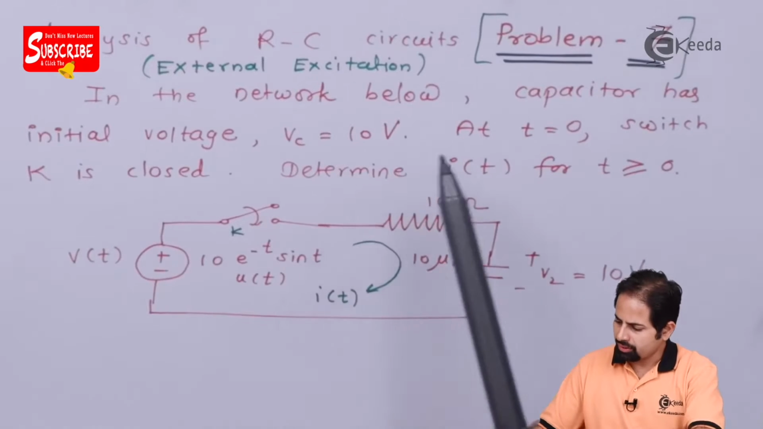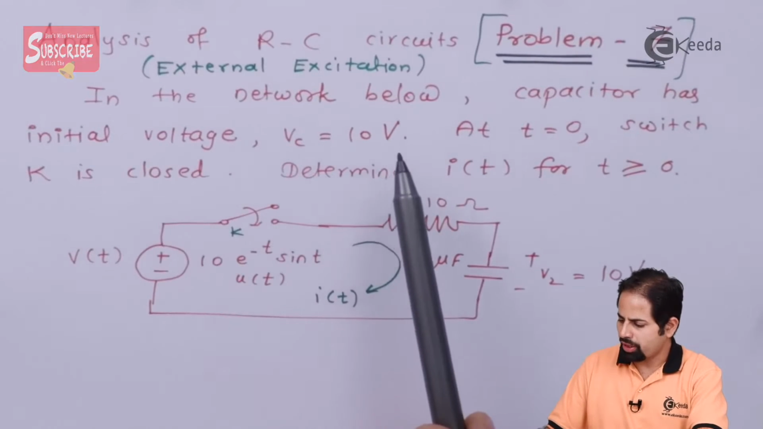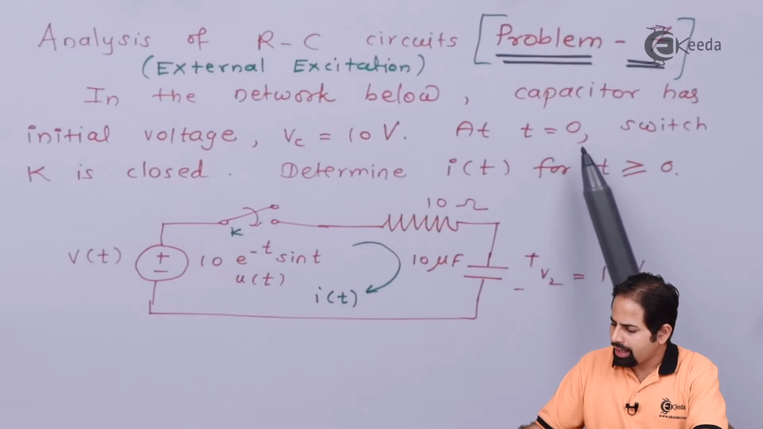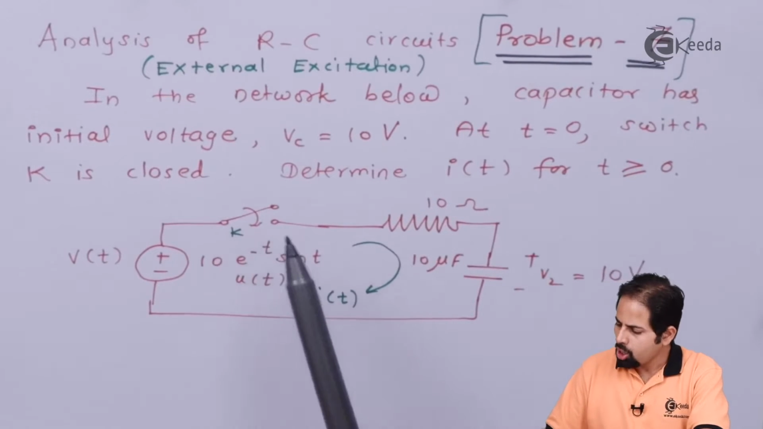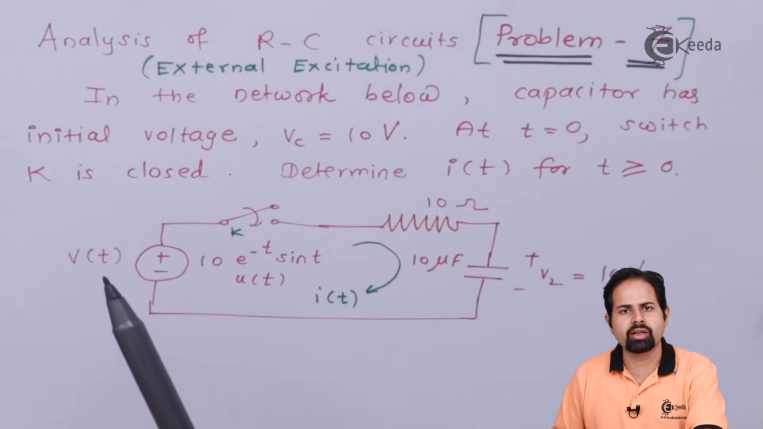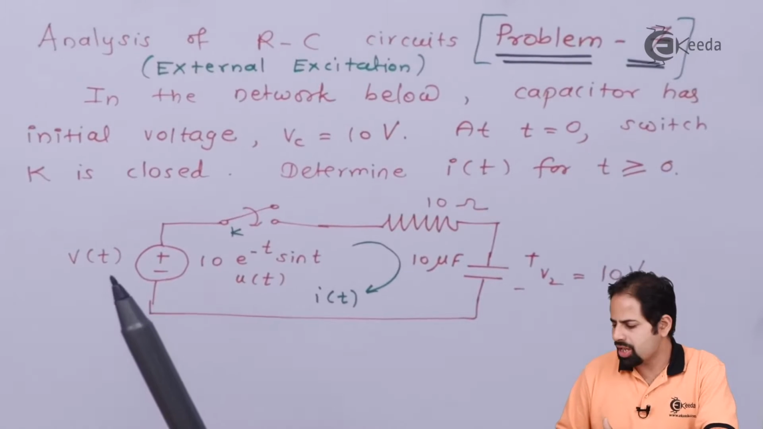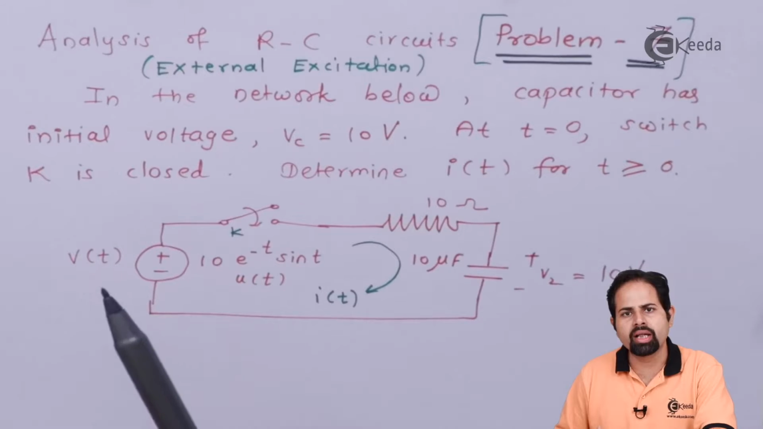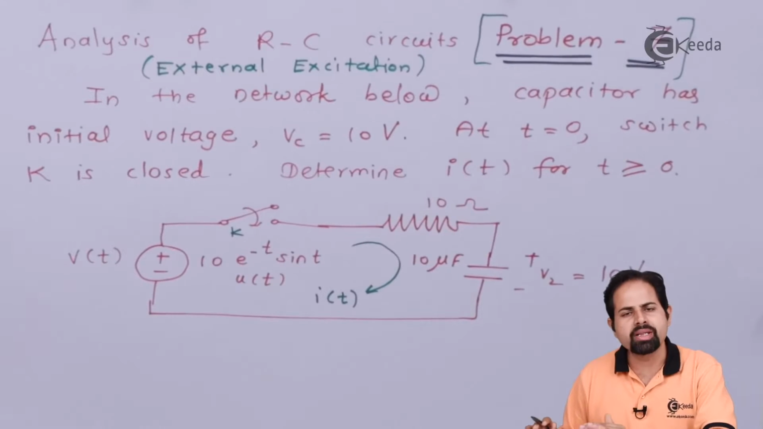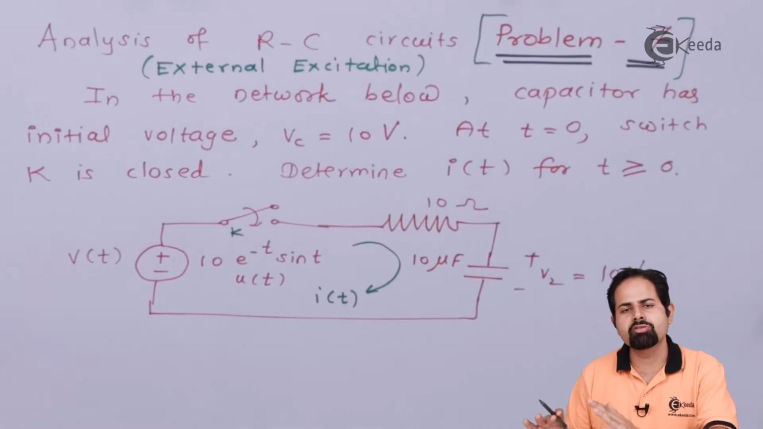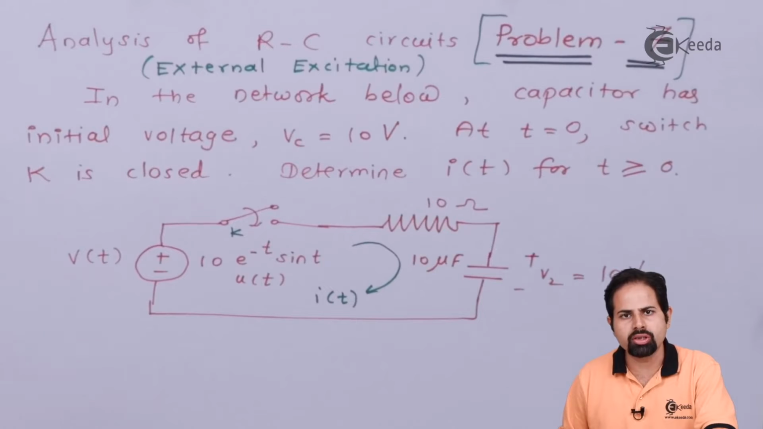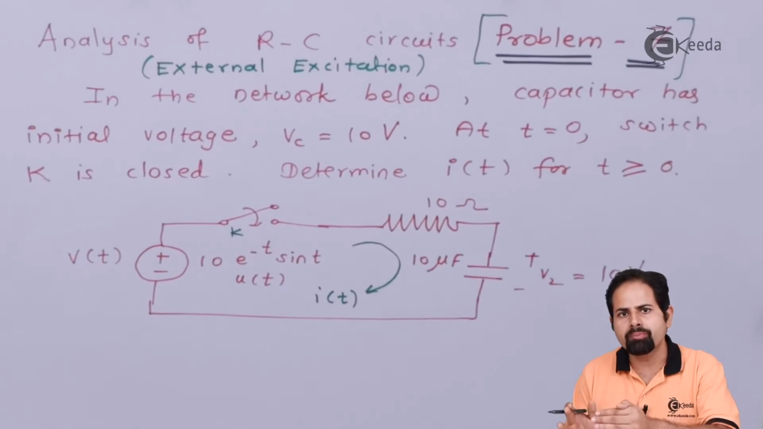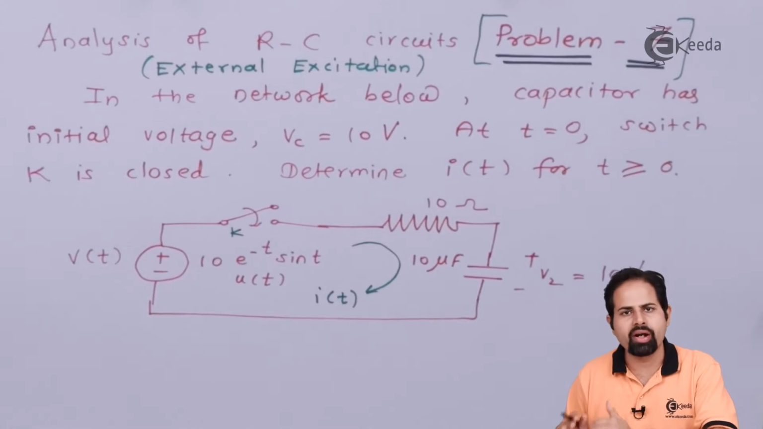Now this capacitor has an initial voltage of 10 volts and at time t equal to 0, this switch K is closed. We have to determine this current. So majorly this problem will be similar, but the only thing is there are some initial conditions. So we will solve those initial conditions and the rest will be work for you. Obviously we will get the complete solution, but the in-between labor work we will avoid.